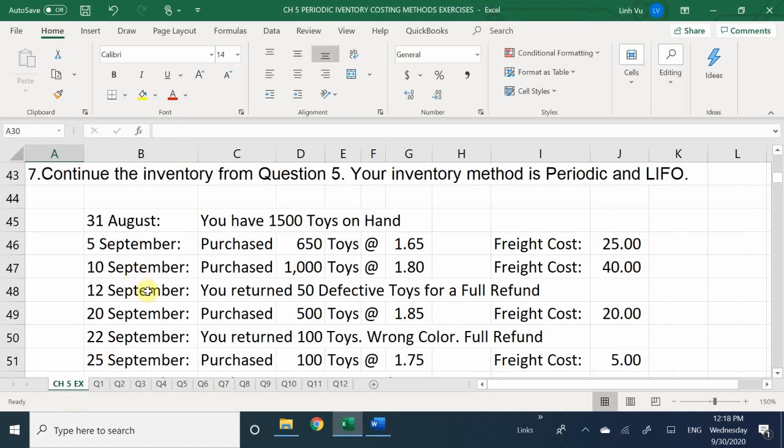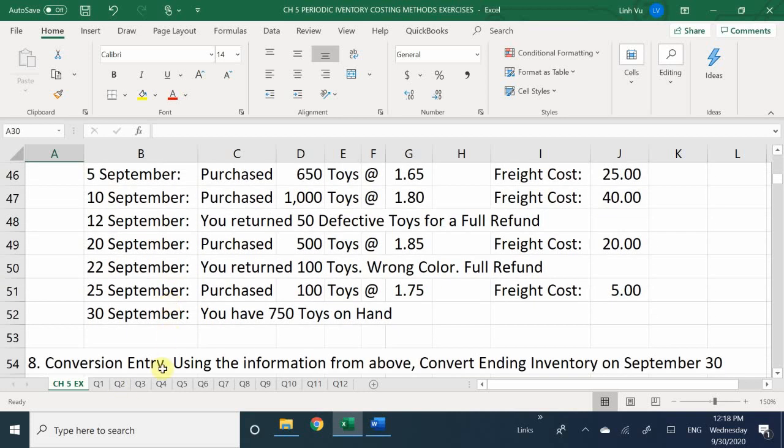So what has happened next? On September 12th, you returned 50 defective toys for a full refund. Okay, so 50. We returned 50.